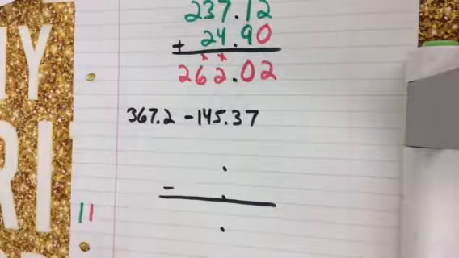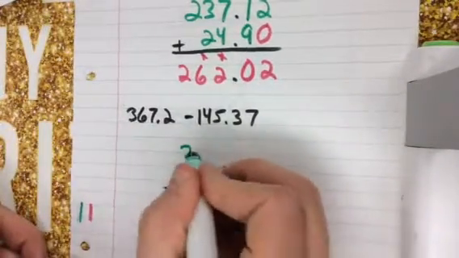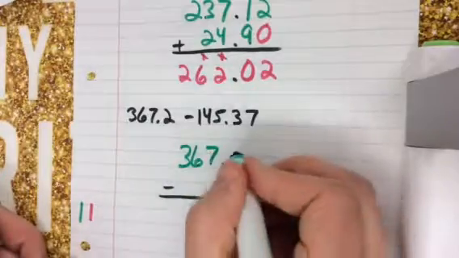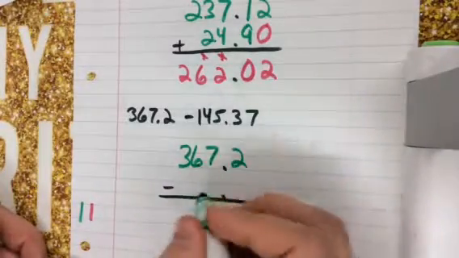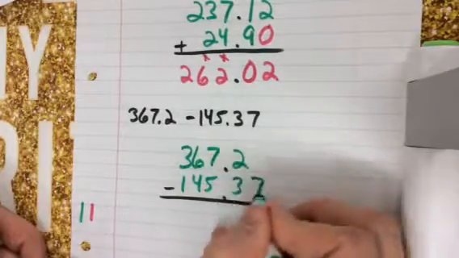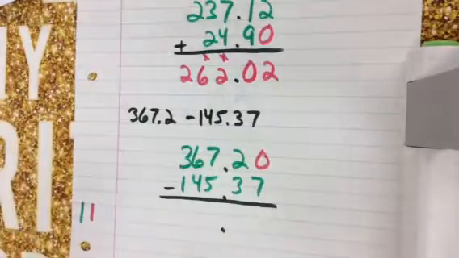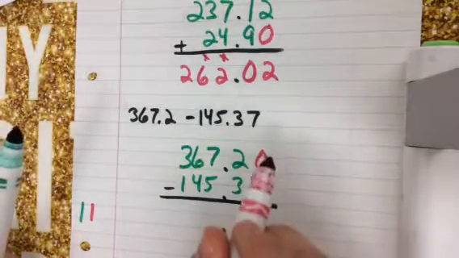Next, using subtraction. Of course, we want a very similar strategy. Make sure we line up the decimals. This one is important because we have to put the first number first. So we take 367 and 2 tenths, subtract 145 and 37 hundredths. Now again, we have a spot here where we need to make sure we line up because we have to subtract, and there needs to be a value here.